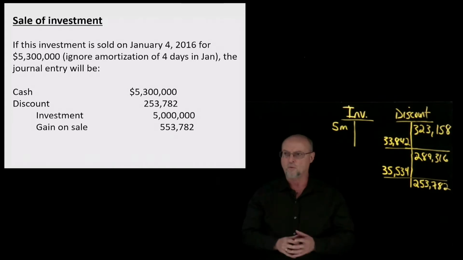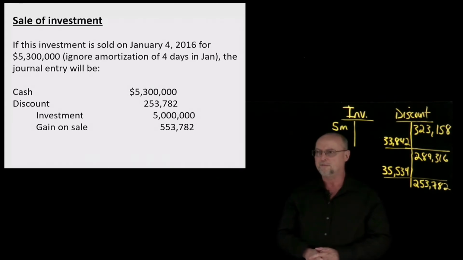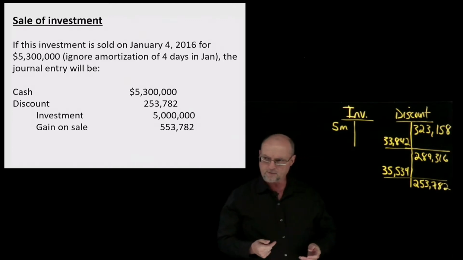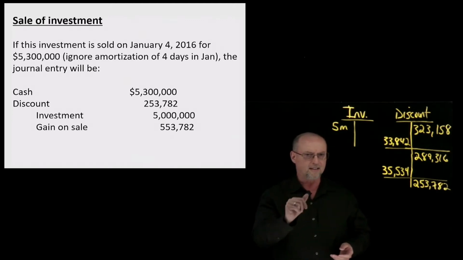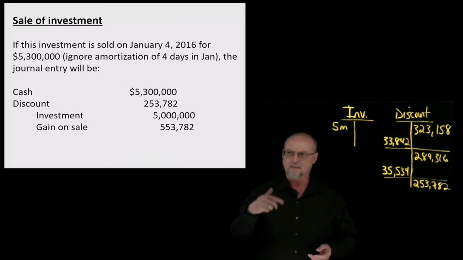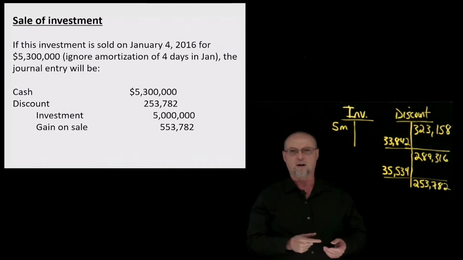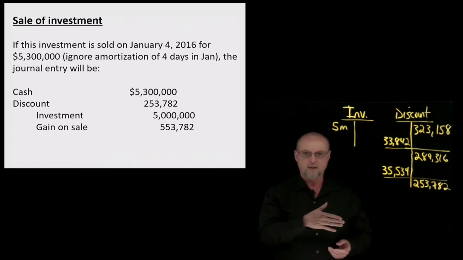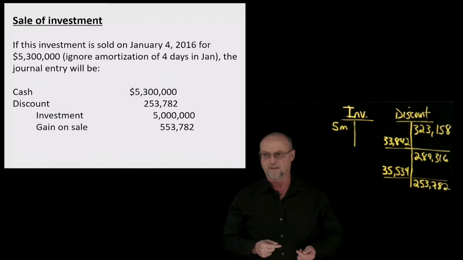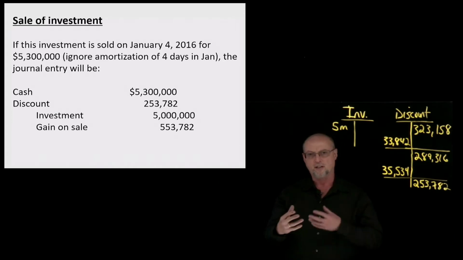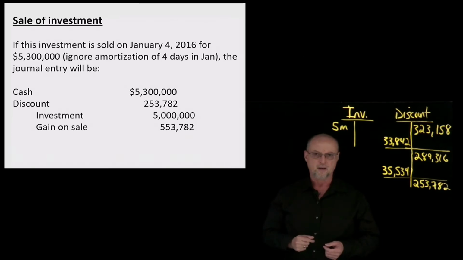And then notice we have a gain of 553,782. Not only do we know the gain's 553 just because it makes the journal entry balance, if we were to compare the cash received, $5,300,000, to the amortized cost at the end of the first year, we would see the difference was 553,782. So again, review the amortization schedule so that you're comfortable with these numbers. Okay, those are the accounting journal entries for held to maturity securities.